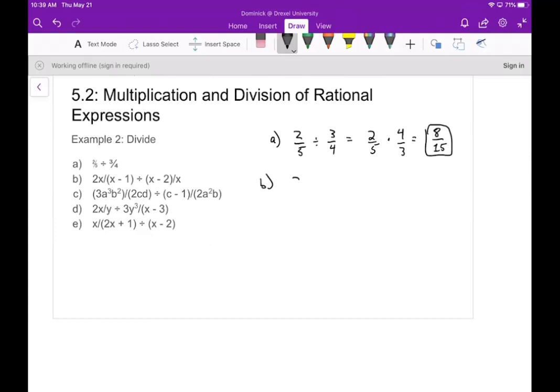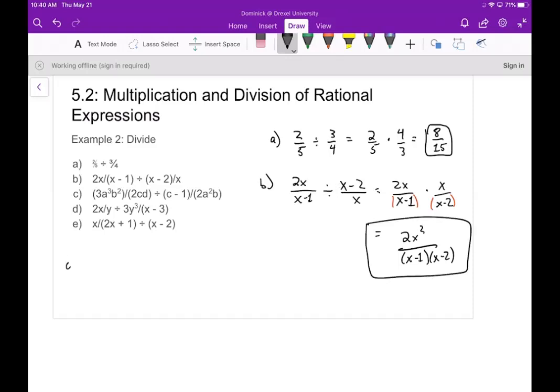Okay, part B, we have 2x over x minus 1 divided by x minus 2 over x. And that's a very bad divided by sign. Okay, that's better. So of course to divide, we know the first thing we have to do is keep change flip. I have my multiple terms there, so let's go ahead and we'll put those in parentheses. So now when I multiply across, I'm going to get 2x squared times x minus 1, x minus 2.